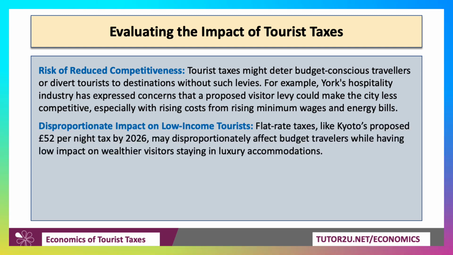The second consequence is the disproportionate impact on low-income tourists. Let's think about Kyoto in Japan. They're proposing a £52 per night, adjusting for the exchange rate, tax by 2026. And again, that disproportionately hits budget travellers, gap year travellers, for example, families trying to travel on a restricted budget. It has relatively low impact on wealthier visitors who are staying in luxury accommodation.